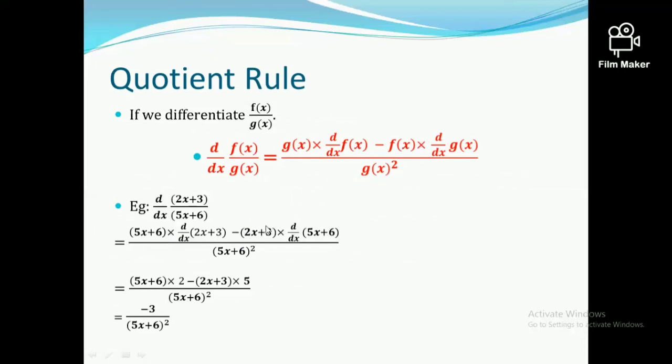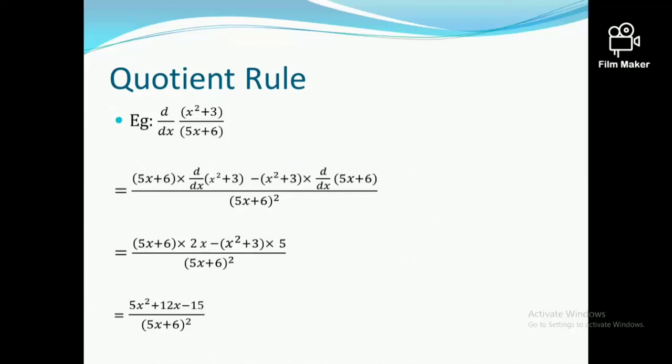This is pretty simple. Then keep 5x plus 6, the differentiation of 2x plus 3 is 2, minus keep 2x plus 3 and the differentiation of 5x plus 6 is 5. Then if you simplify this, you will obtain the answer as minus 3 over (5x plus 6) squared. So if you expand this, this is 10x plus 12 minus 10x minus 15. If you simplify, plus 10x and minus 10x cancel. 12 minus 15 turns out to be minus 3. That is how you can obtain the answer, right?